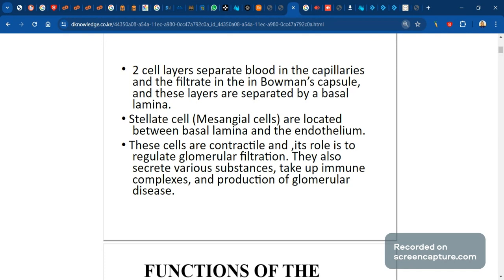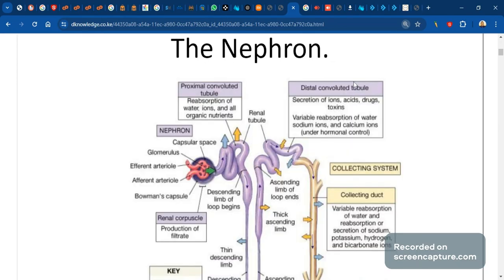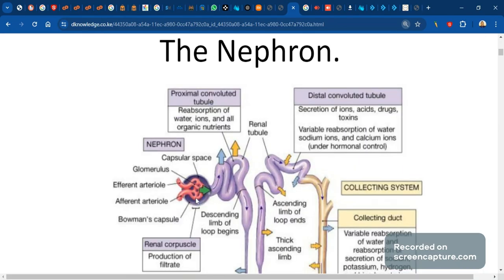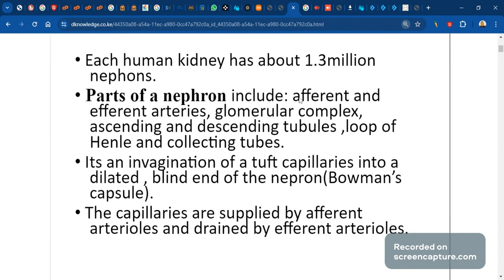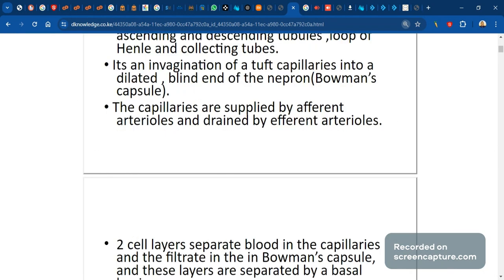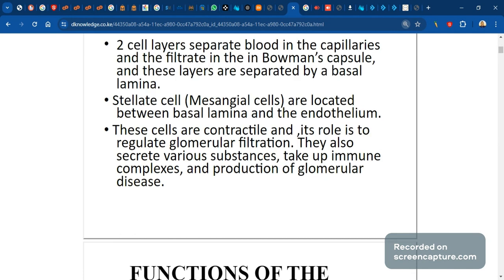So in the basal lamina, we have things to do with the stellate cells, or you can call them the mesangial cells. They are located between the basal lamina and the endothelium of the Bowman's capsule. So they are located in this region here. If you can see, let me try to zoom in on this region. We have basal lamina here, and then we have mesangial cells. So the stellate cells, or mesangial cells, are located here, and these cells are contractile.